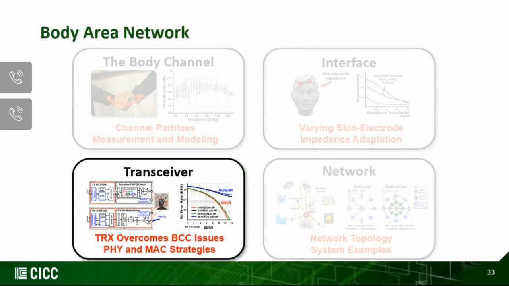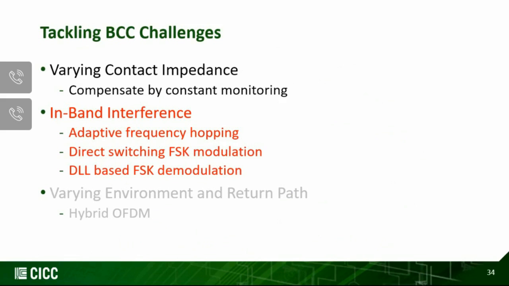Okay, now that we have looked into the first problem of capacitive coupled body coupled communication, which was the interface skin electrode impedance variation, and we have overcome that by using RC-based skin electrode impedance monitoring, let's look at some other issues related to the transceiver and how we can design and overcome such issues. The first problem that we would like to tackle is the in-band interference, which can be mitigated by adaptive frequency hopping, direct switching FSK modulation, and DLL-based FSK demodulation.